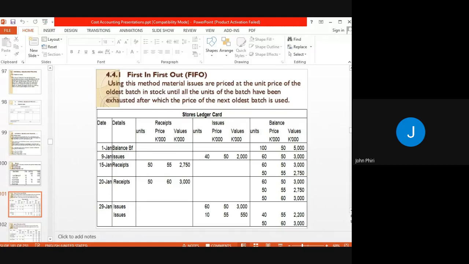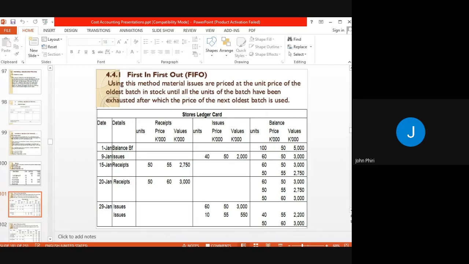So that's the approach of FIFO. We take out the ones that came first. I'm emphasizing this because as we move on, believe me, people get confused. I don't know why. Okay, so now let's use that as an example.